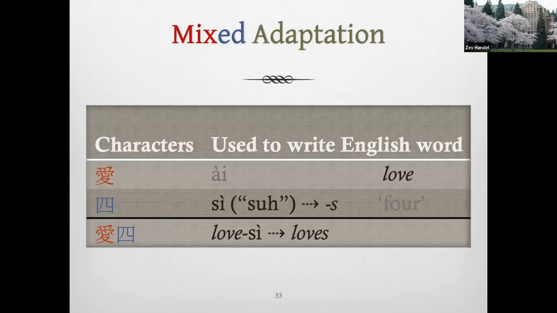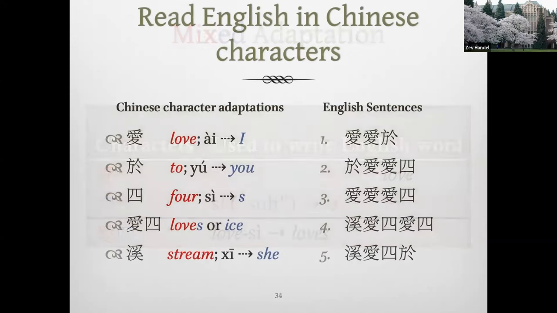And I can even combine them. So if I want to write loves, I could do a semantic adaptation of this character to write the equivalent English meaning love. And I can use this character, forgetting that it means for, and just use it for its S sound and put them together to write loves. Seems complicated, right? It's actually quite natural, and I'll prove it to you because I'm going to make you read these English sentences.